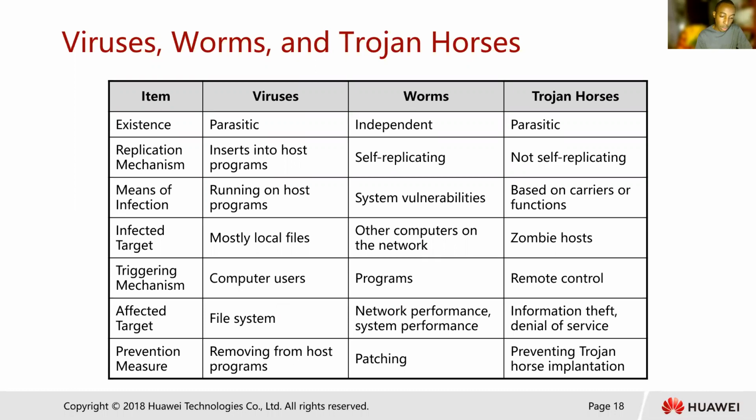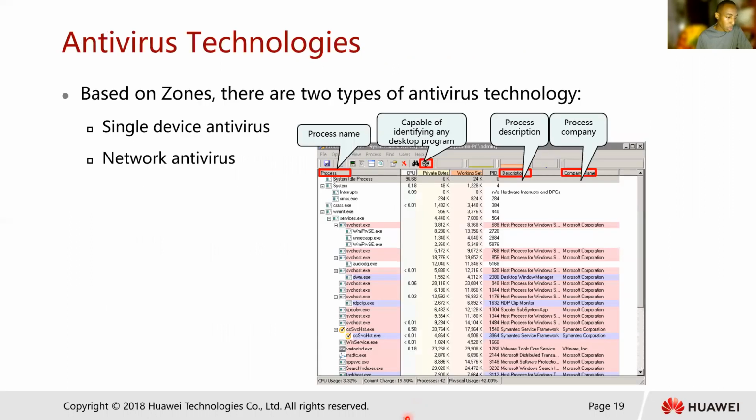When you talk about using an antivirus, we are referring to the use of software that can help to mitigate malicious code. There are two types of antivirus technology: single device antivirus and network antivirus. For example, you can see what is here.